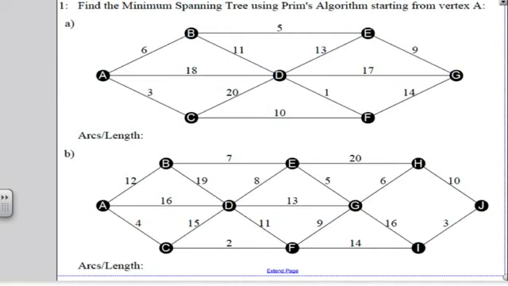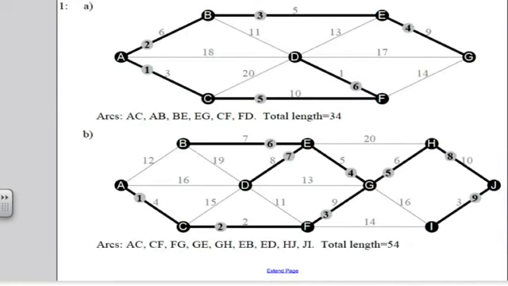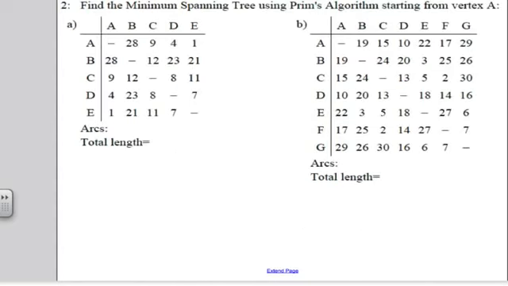And the answers are as follows. So there are your minimum spanning trees with your total lengths. And last 2 questions using Prim's via the matrix method. Please find the minimum spanning trees using Prim's algorithm, again starting from vertex A. Pause the video now. Okay, and the solutions to those 2 questions are as follows.